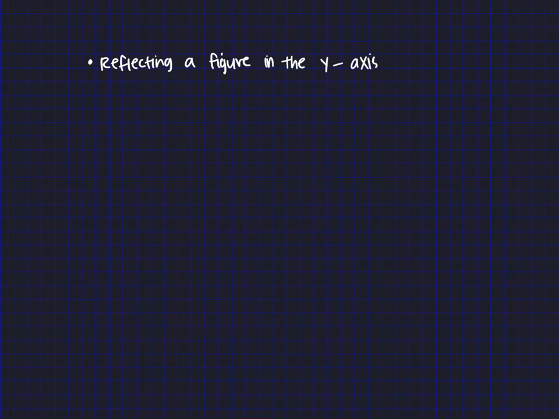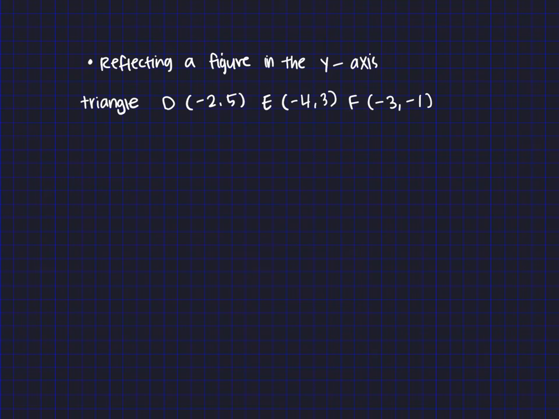What if you are reflecting a figure in the y-axis, or the vertical line that you have on the coordinate plane? So again, I'm going to give you a figure and let's figure out how to do this. Let's say you have a triangle D, E, and F, and the points are going to be as follows. So I'm going to go ahead and create the coordinate plane and plot the triangle to see if we can find its reflection.